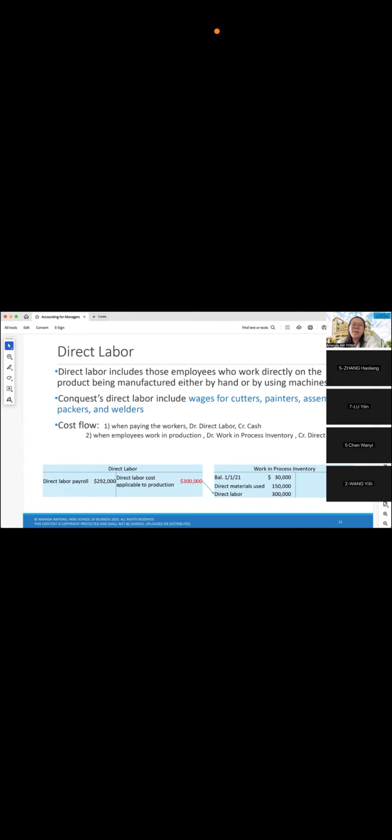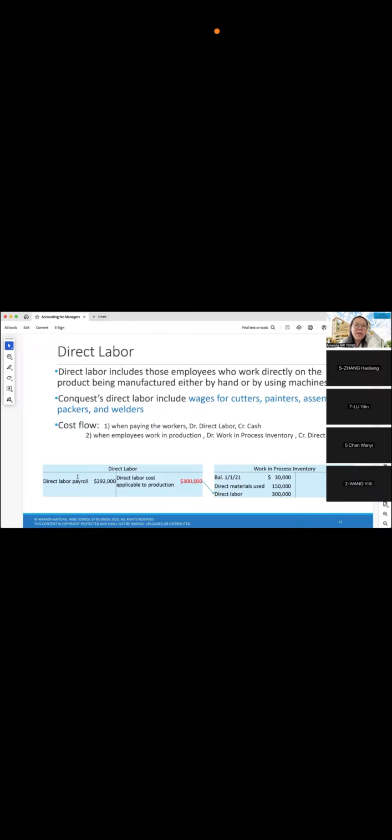Right, so back to our Conquest example, direct labor would be the wages for the cutters. For example, you buy a very large tube of steel, and you have to cut it to the correct handlebar size for each bicycle. So those cutters, the painters of the steel bars, the assemblers, the packers, and the welders would all constitute direct labor. When we pay the workers, we are going to debit direct labor, credit cash.